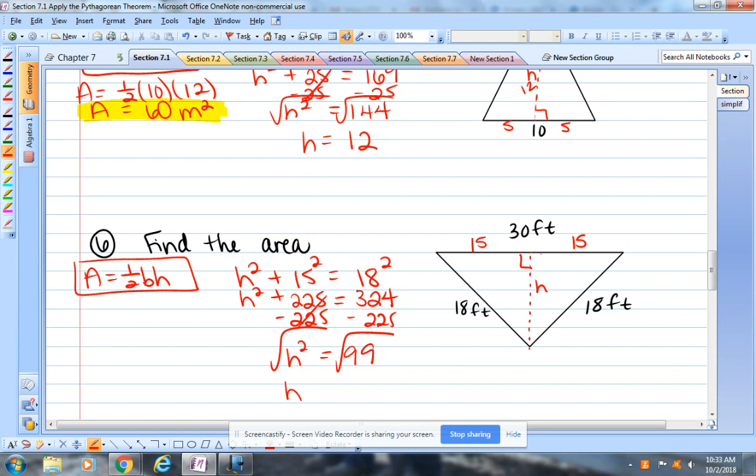Approximately 9.9 what? Are we finding the area? No, it's just feet. Oh, so it's just the height, so it's just feet. Okay, we haven't found area yet. We're just looking for the height so we can find the area.